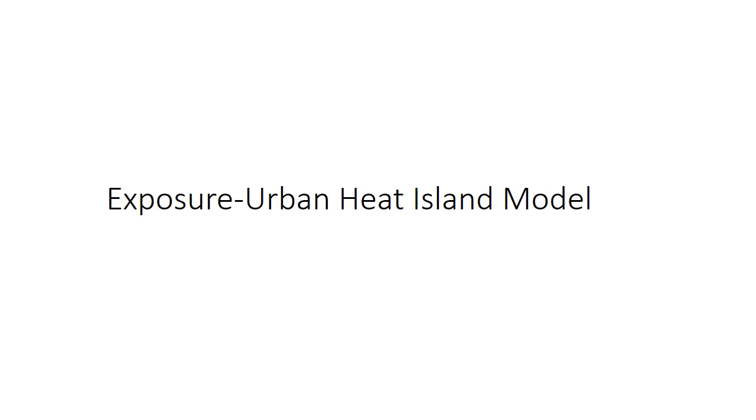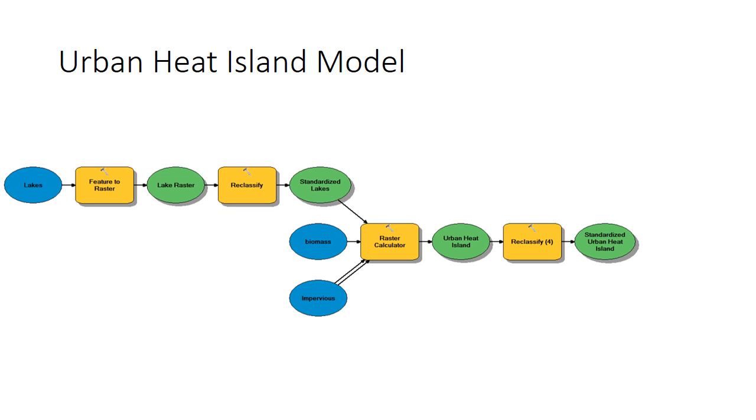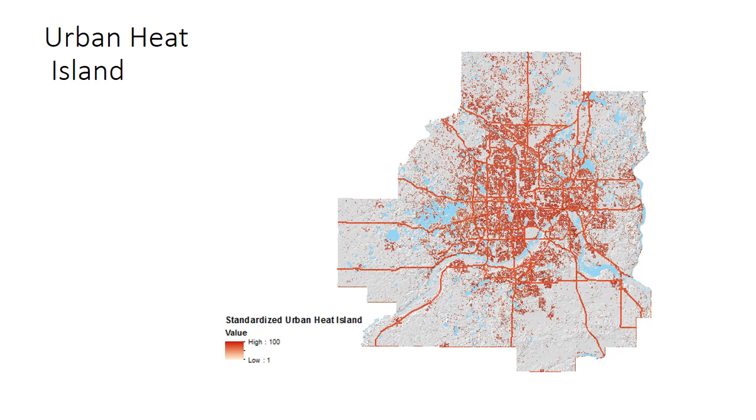Now, using the exposure idea and our data on biomass, lakes, and impervious surfaces, we created an urban heat island model. This is a model showing how all this contributed to an urban heat island. Essentially, places with low biomass, far from lakes, and with a lot of impervious surfaces were the hotter areas. And you can see this here. The red areas are the areas that are the hottest, with the high temperatures we are really concerned about.